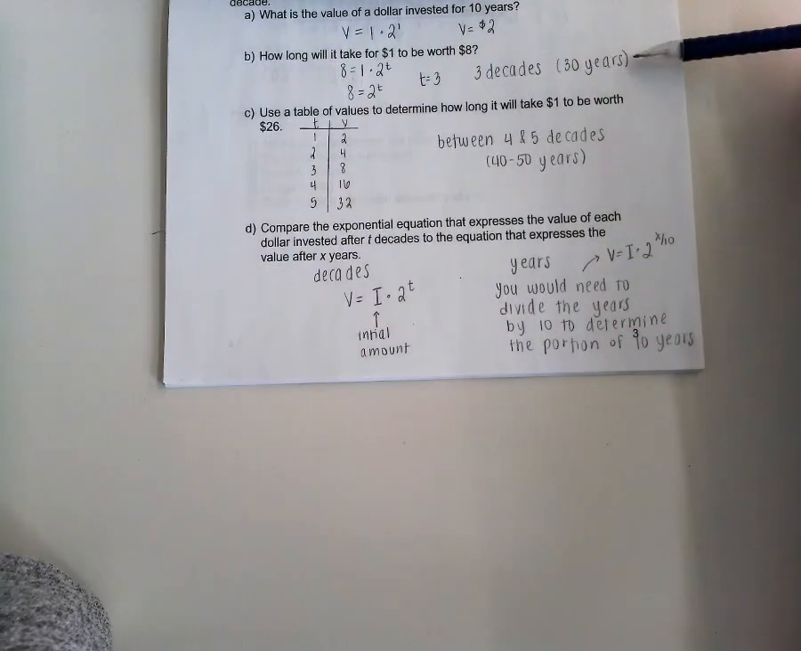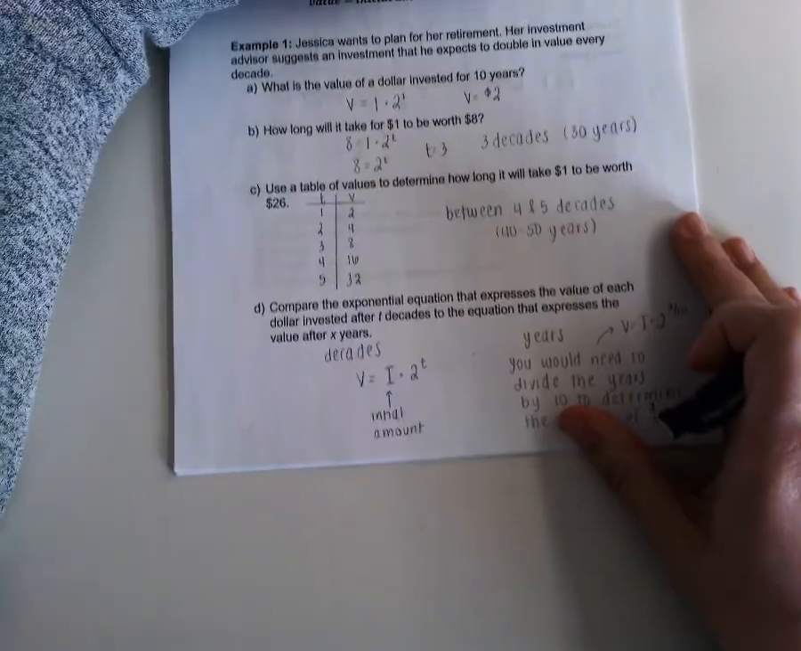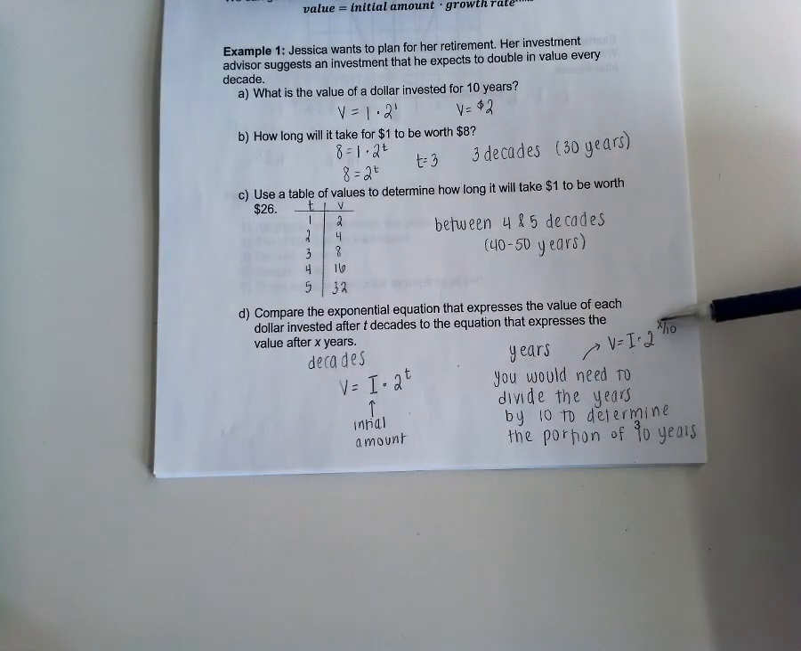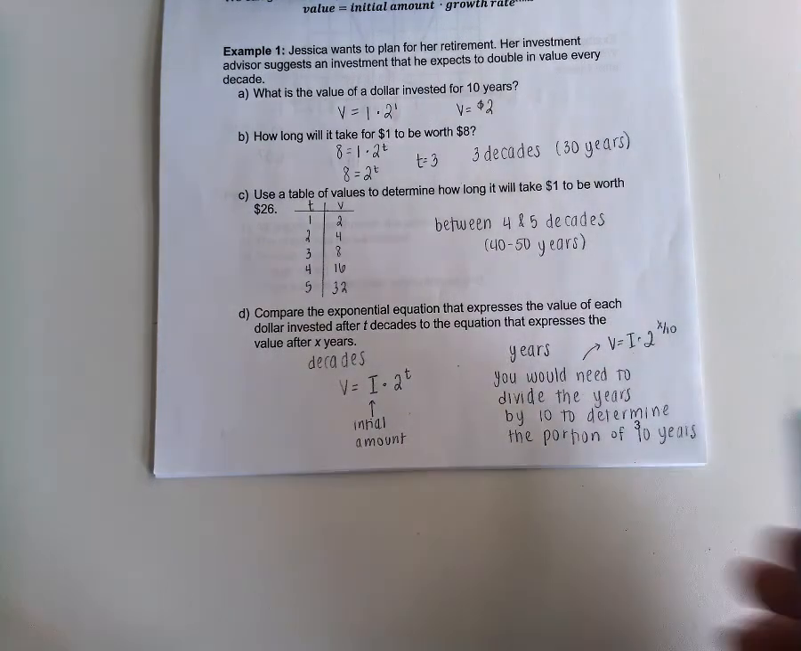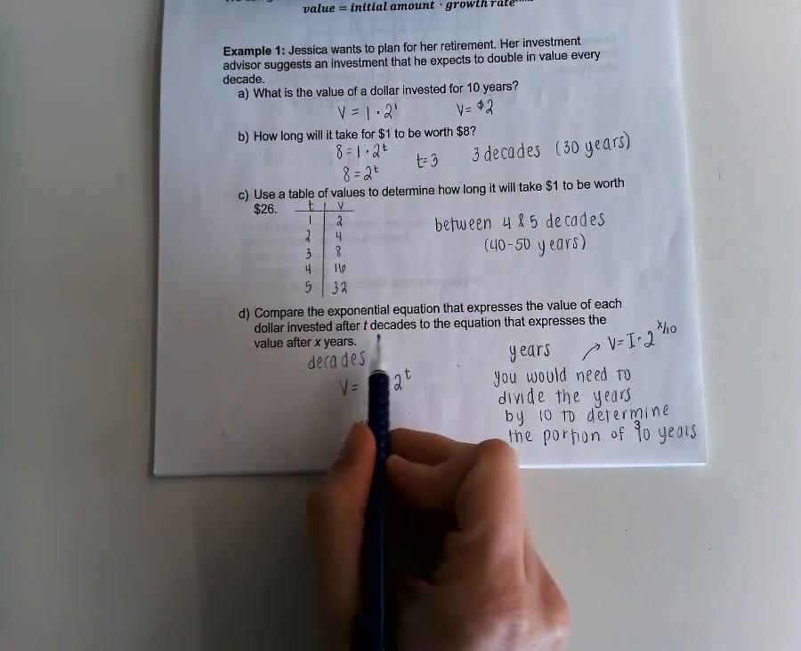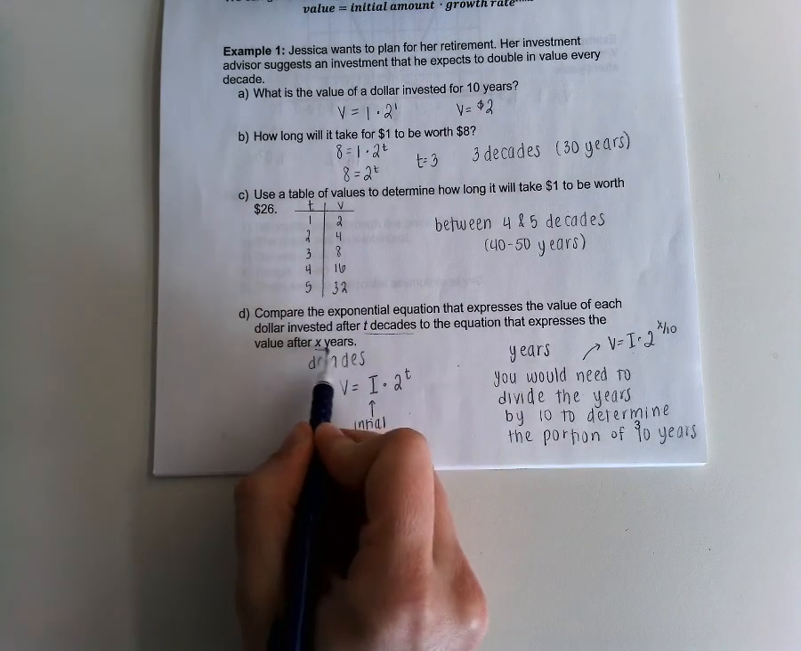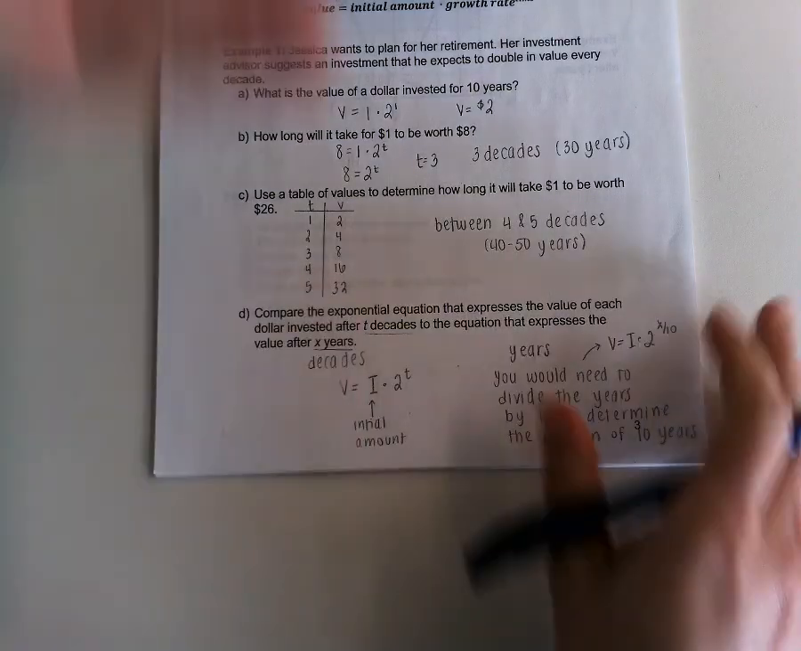So in this above example, where we had 30 years, if we put that in here, we would have 30 divided by 10, or 2 to the power of 3. So you have to be really careful about how the variable is defined. So here, t was decades, or we could solve for years.